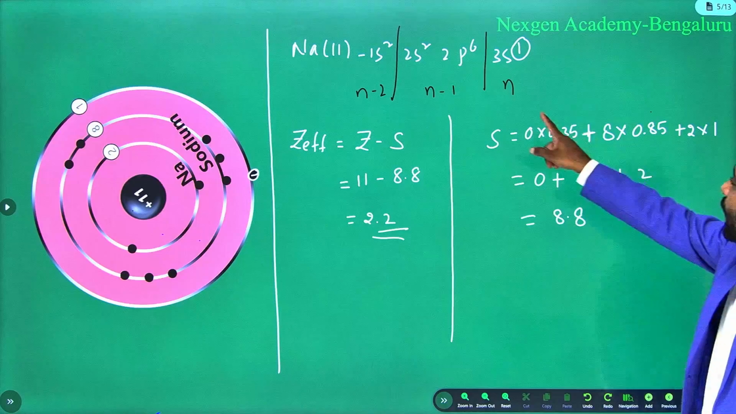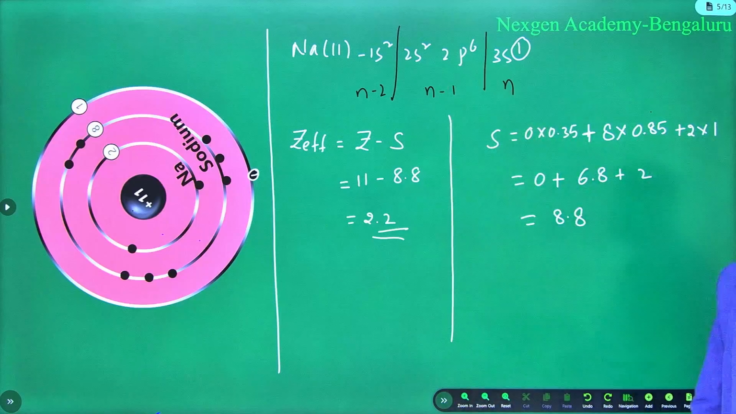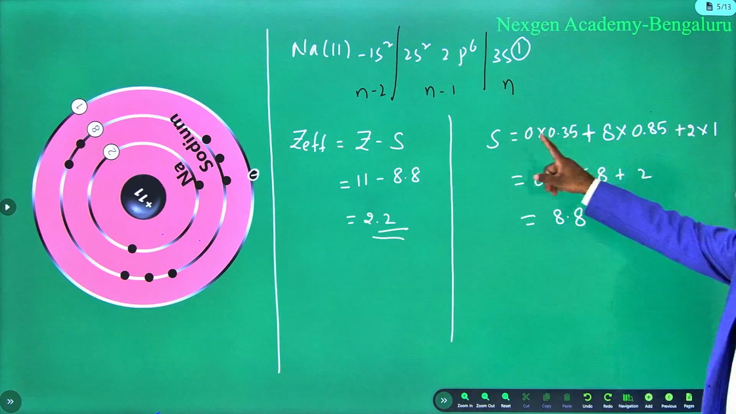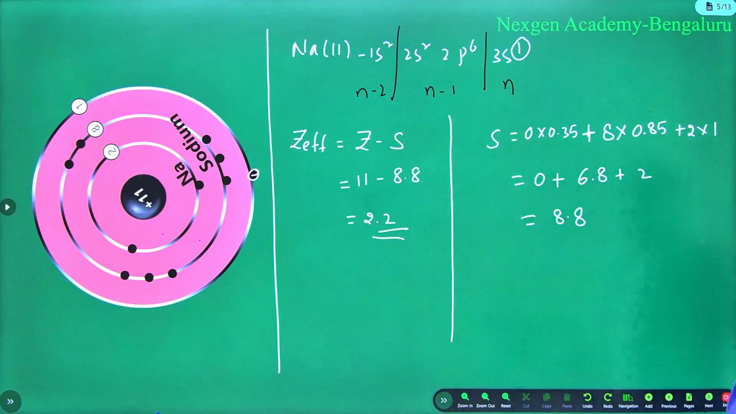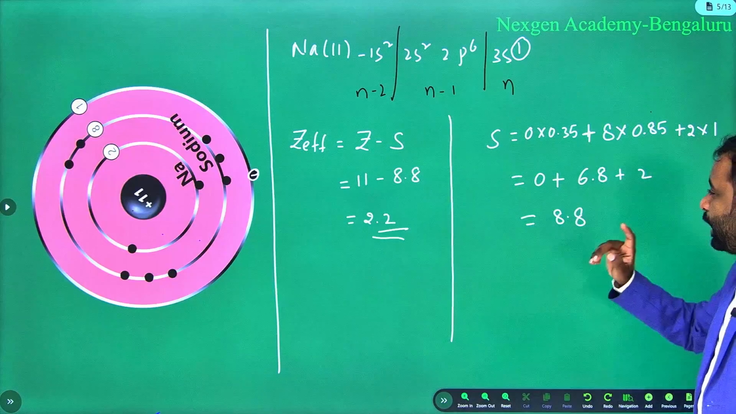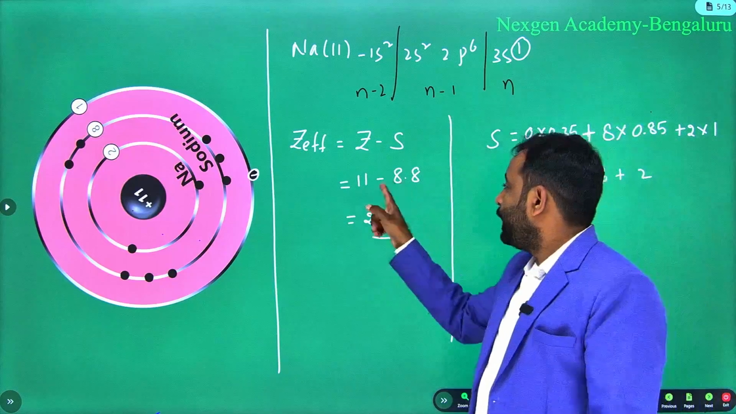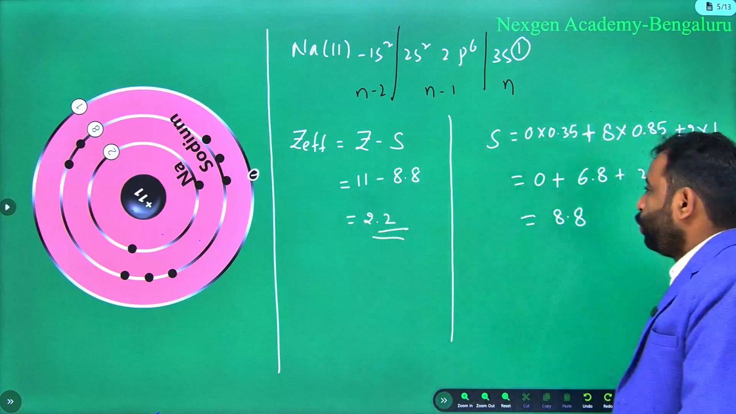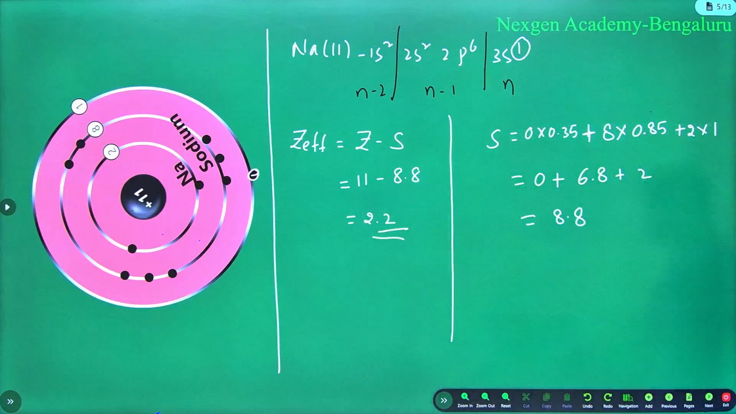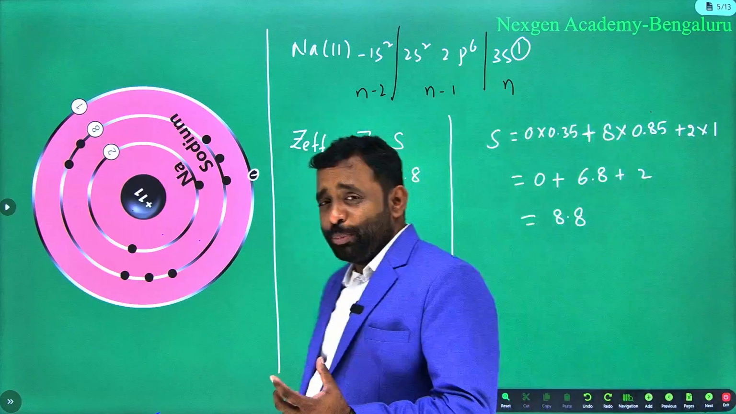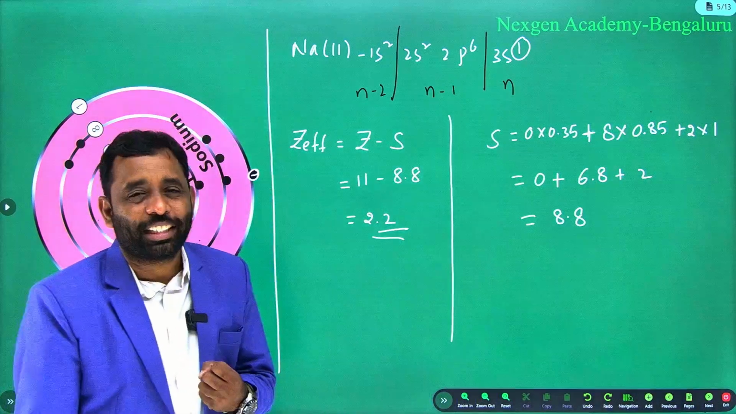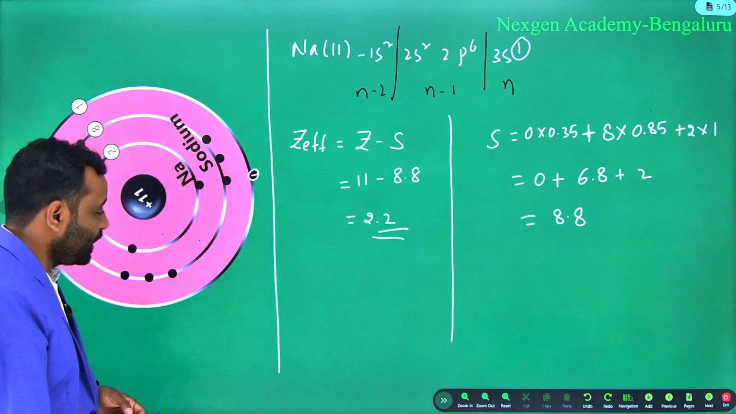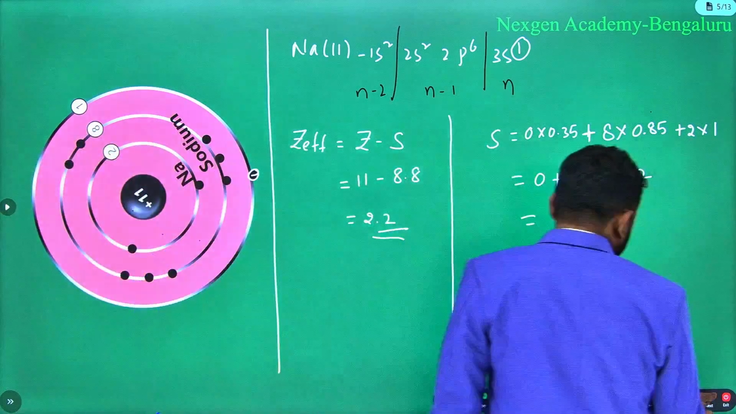And in the n minus 1 shell, how many electrons are there? There are 8 electrons, so 8 into 0.85, plus in n minus 2 there are 2 electrons, 2 into 1. Add all that and you'll get 8.8. Subtract 8.8 from 11 and you get 2.2. That means the valence electron of sodium is experiencing 2.2 protons' attraction instead of 11 protons' attraction. So that is the meaning.